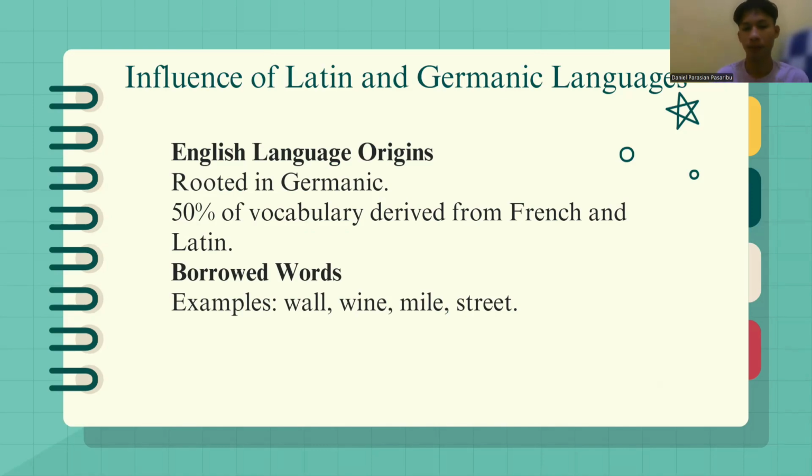Borrowed words. Examples of Latin-influenced words include wall, wine, mile, and street. Introduced during Roman times, these borrowed words reveal the impact of external cultural and political influence. Next slide.